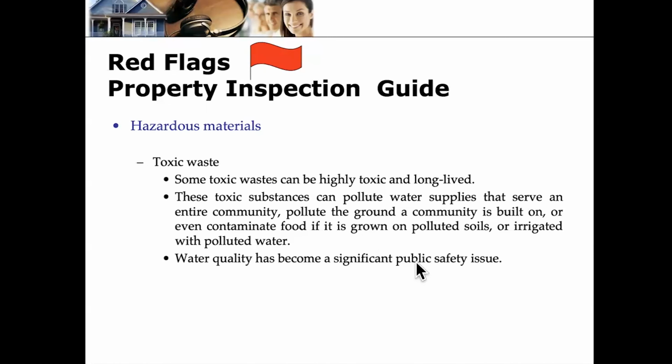Water quality has become a significant public safety issue for us today, as you see the water shortage, the demand for water. I'm sure you've seen on the news where certain cities, like in Michigan, had water that had some toxic waste to it. It doesn't take much. A lot of our plants and all had asbestos.